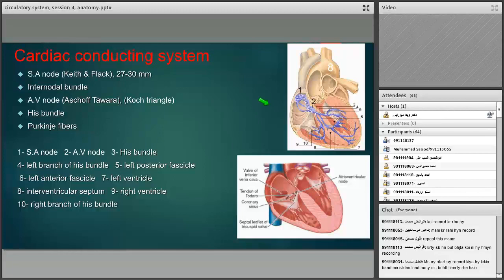Okay? So the conduction will distribute through the apex of the heart to the base. By using the His bundles, the contraction will reach the apex of the heart and then distribute into the heart muscles. After that, the ventricle muscle will contract and the blood will enter the pulmonary trunk and aorta at the systole phase.